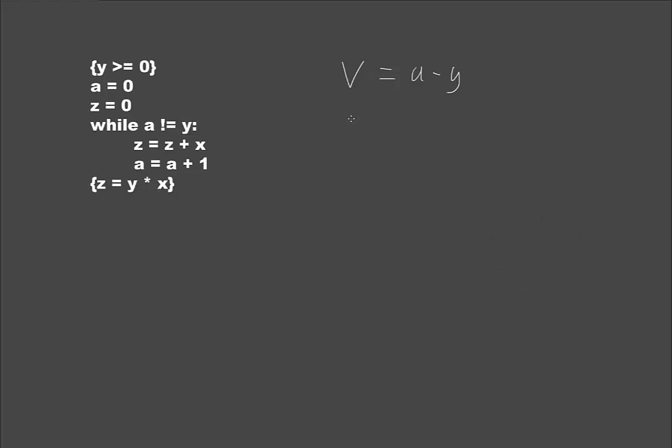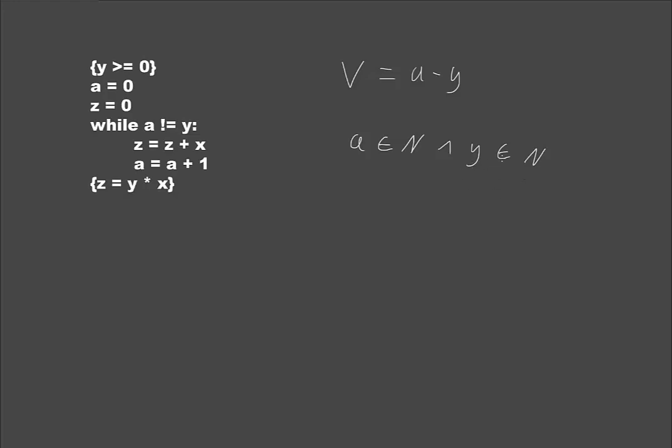The second one is that it needs to belong to the set of natural numbers. So it's initialized to 0, and it only ever gets incremented by 1. So again, a plain words description: a belongs to the set of natural numbers, and y here is stated as greater than or equal to 0. So therefore, it's a natural number.